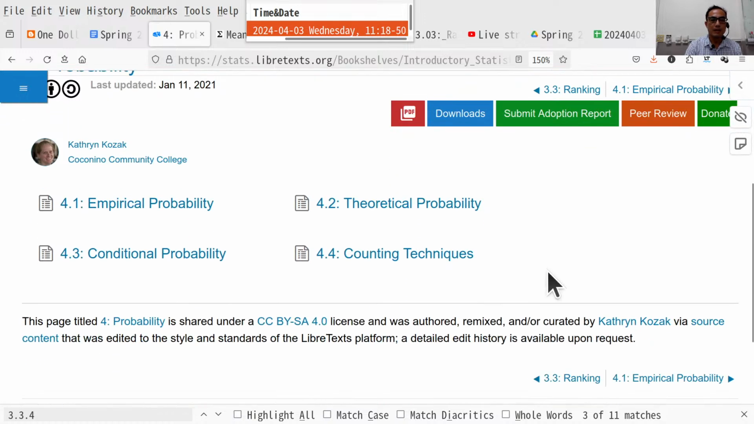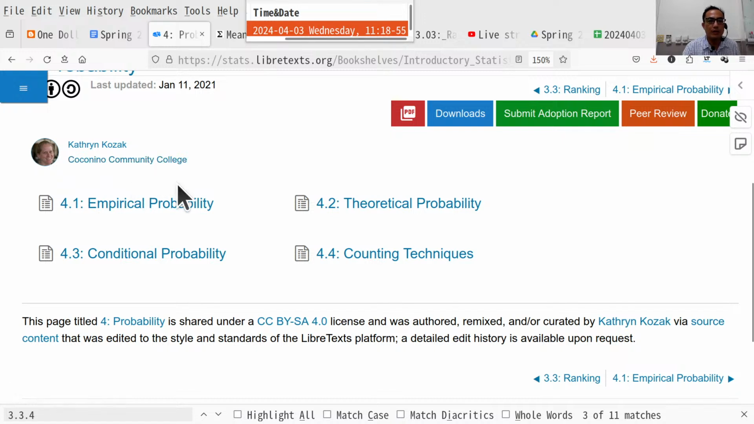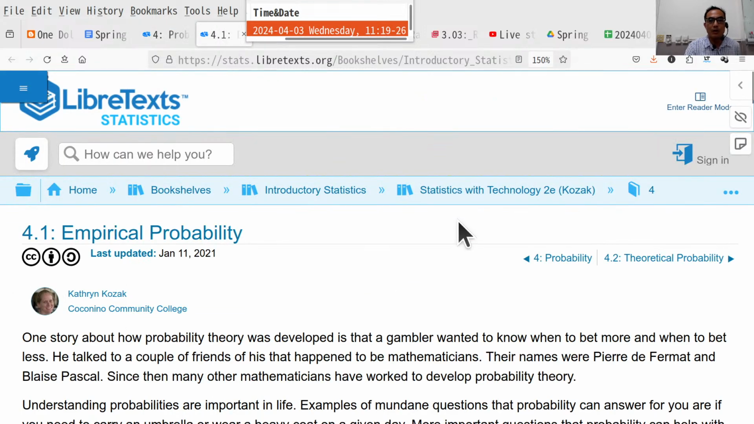Okay. Probability, there are 4 sections. The first one, empirical probability, it means during the experience. The second one, theoretical probability. Sometimes it's very difficult to get the empirical or to do the experiments, so theoretical probability is important. And then conditional probability and counting techniques. Let's move to the first one. This part is a little bit easy, and I will explain it very quickly.